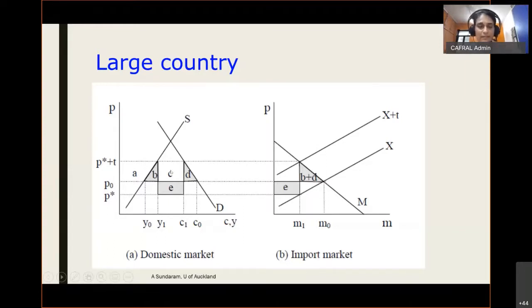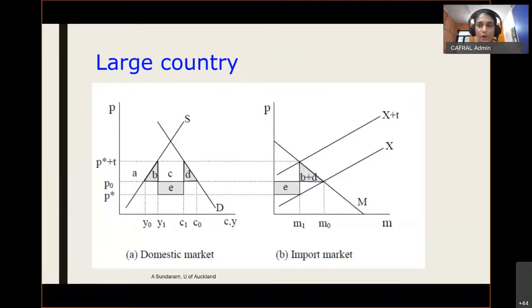But let's talk about the government. The government gets the revenue T. Now, where is T here? T is the difference between P star and P star plus T. So it's this entire distance here between P star and P star plus T. That's tariff revenue T, multiplied by the level of imports, which is just C1 minus Y1. And what you find is government revenue is C plus the section E.